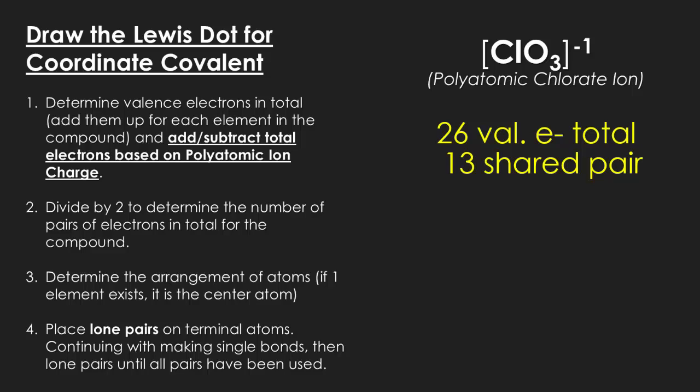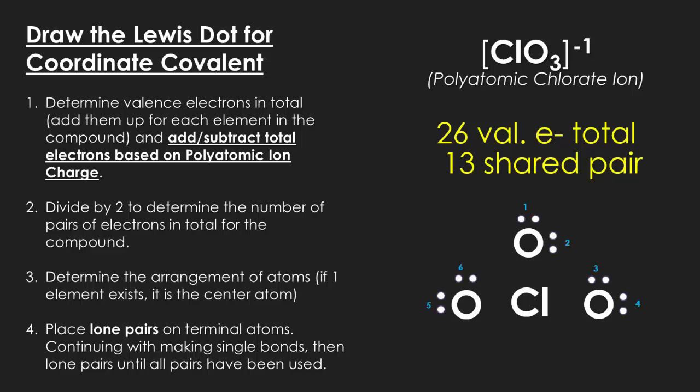Step 3 says we have to determine the arrangement of atoms. If one element exists once, it is the center. So therefore, chlorine is our center atom. It will also have 3 oxygens around it. Now we're going to be placing lone pairs on the terminal atoms. We're noticing 1, 2, 3, 4, 5, and 6 of our shared pairs have been established. We need to add 7 more. Continue placing lone pairs on the terminal atoms, continue with making single bonds, then lone pairs until all the pairs have been used. So your 7th is the bond between the oxygen and chlorine, 8th and 9th.